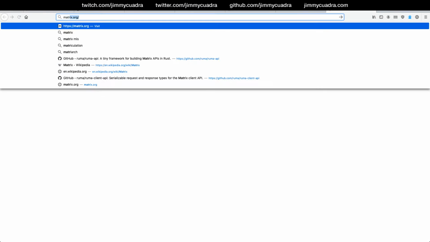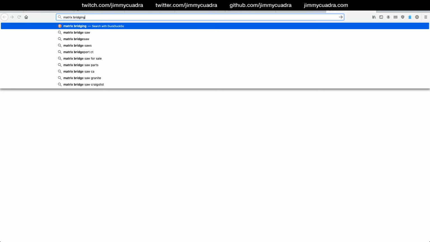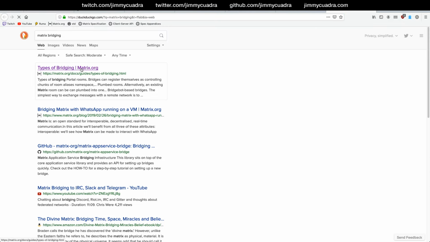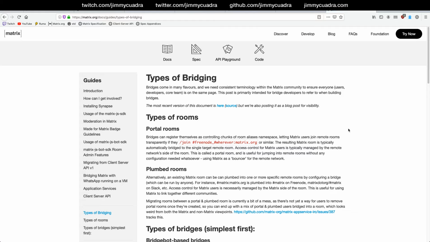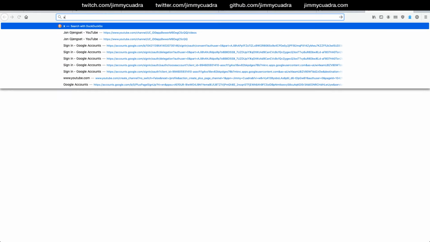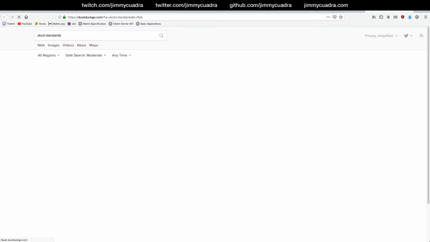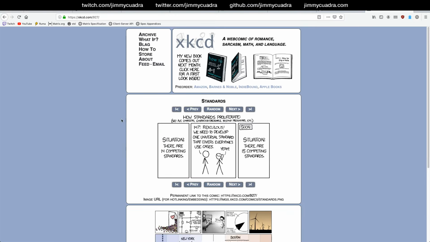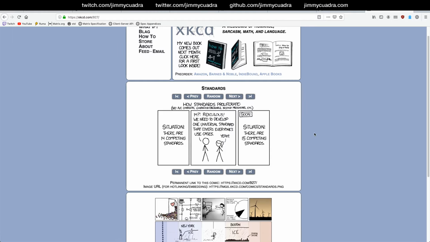So if we look for Matrix bridging, let's see if I can find types of bridging. So one of the goals of Matrix is, you've probably heard people talk about that XKCD comic about competing standards. Let's see, XKCD standards. You've probably seen this before. How standards proliferate. Situation, there are 14 competing standards. 14? Ridiculous. We need to develop one universal standard that covers everyone's use cases. Yeah. Soon. Situation, there are 15 competing standards.